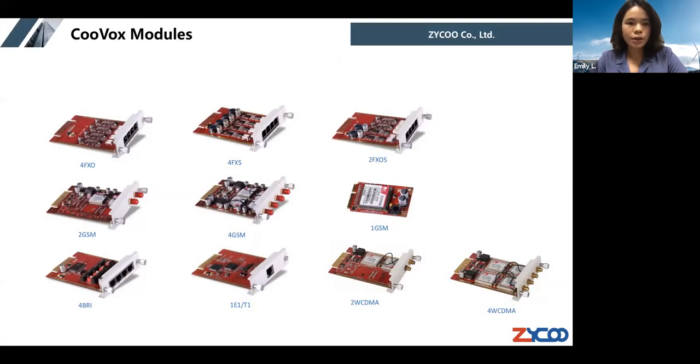So let's go over the ZYCOO modules. Those are the modules that can be provided by us. We have the FXO, FXS, and the FXOS, the GSM, the BRI, and also the PRI, and the WCDMA. Let's briefly go over all the modules one by one.